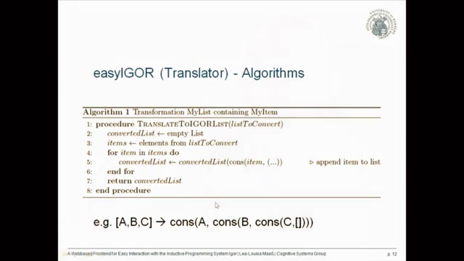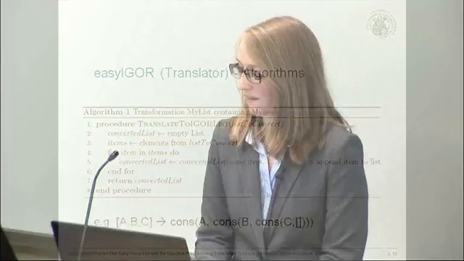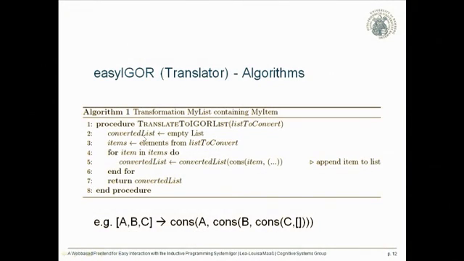To make this possible, a few algorithms had to be implemented. This algorithm is to transform a list that contains items. So first of all, the converted list is being initialized as an empty list. And then the items are the elements that are being extracted from the list to convert. So in this case, the brackets and the commas are removed, and then only the items are being left. After that, the algorithm iterates over the items, and for each item, the item is appended to the converted list with this constructor terms. So you have cons, then the item, and then here is a placeholder where you can put in the next cons and the next item. At the end, when every item has been appended, the converted list is being returned.